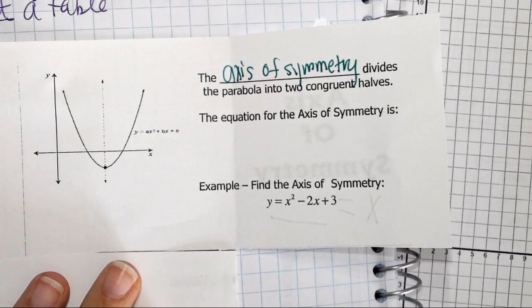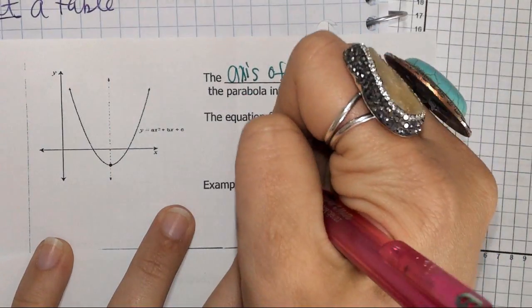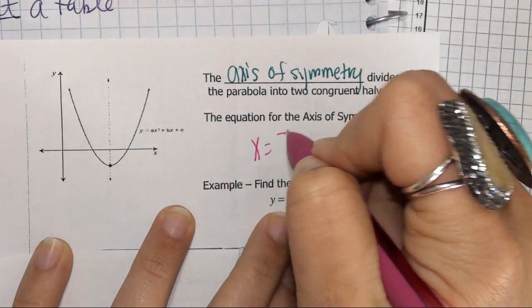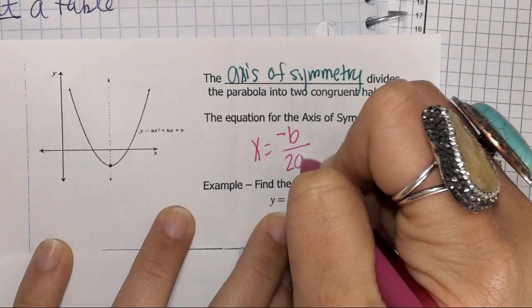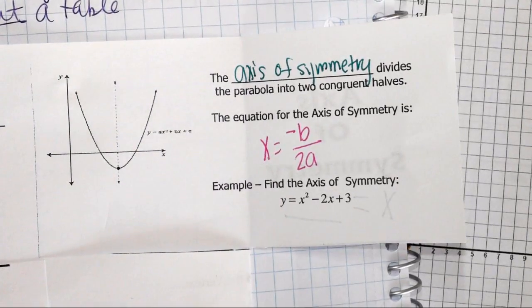Alright, so, oh, don't do that. Now, the equation for the axis of symmetry looks like this. It's the opposite of B divided by 2 times A. Now, it is going to be the same thing every single time. And we're going to use this instead of plugging in the numbers for our table over and over and over. We are going to use this formula to find, where are you going?